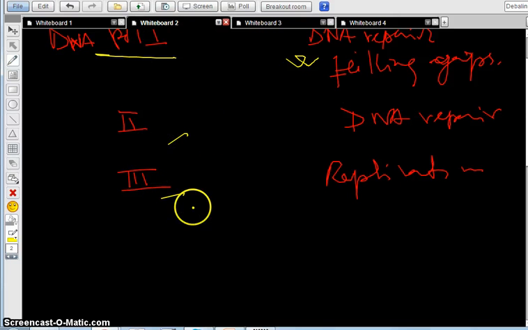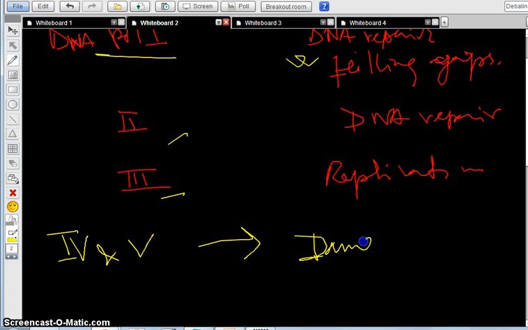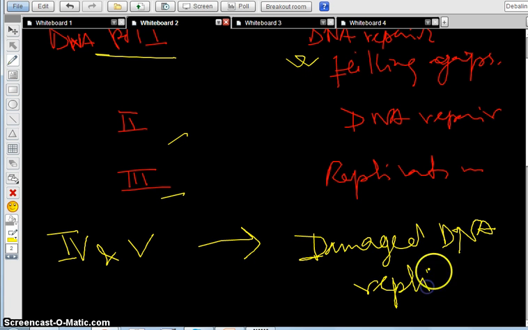DNA pol 2, DNA pol 3, and there are two more, DNA pol 4 and 5, which have no proofreading ability and replicate the damaged DNA and belong to the gamma family. So they actually are responsible for the replication of the damaged DNA, because they lack the proofreading activity.